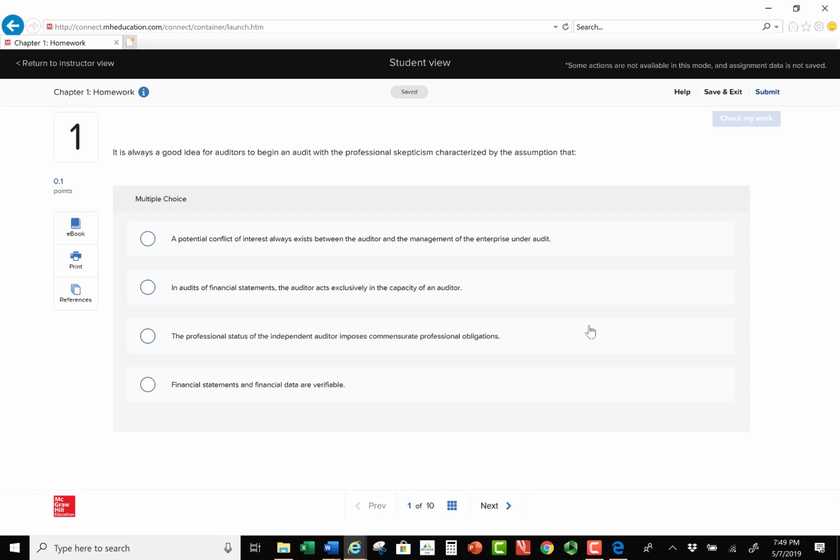Now, you can also access the ebook. So if you don't have the hard copy of the book, you can get the ebook. I think the ebook with the Connect code, when you do it that way, costs something like $140-something.